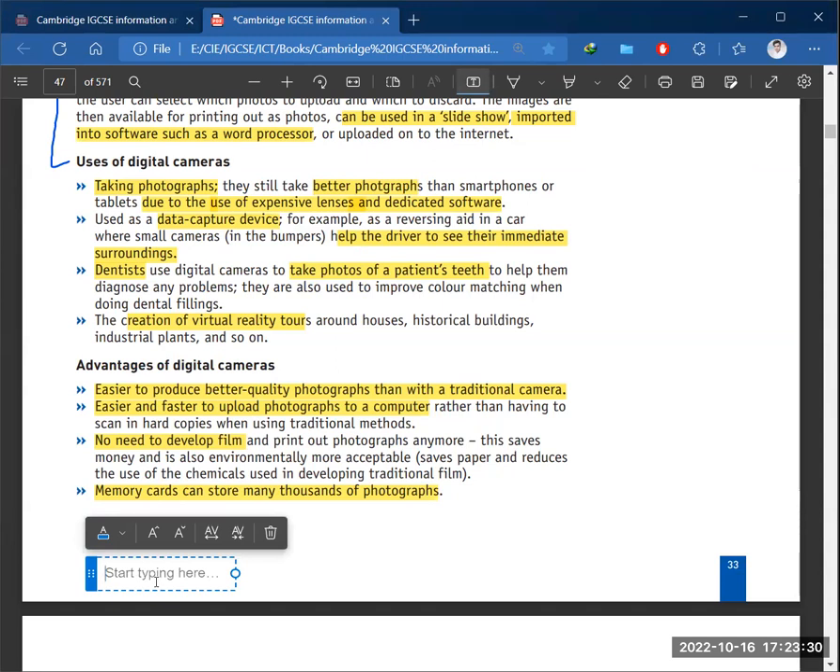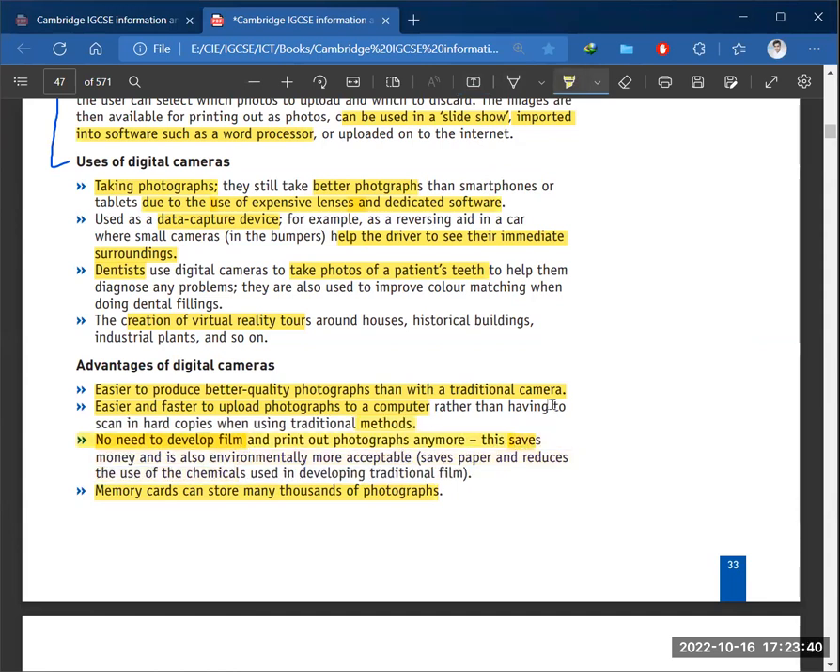Okay, so no need to develop film, right? It also saves money. Also environmentally more acceptable. That's one point. No need to develop film, so environmentally more friendly. Is that clear? That's one point.